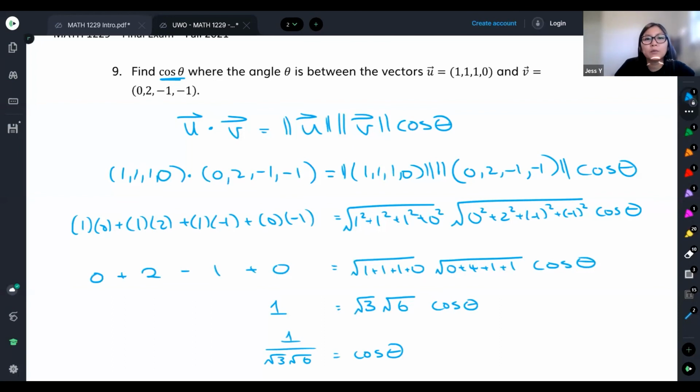Okay, double check with my answers up here. When you do the dot product, you're multiplying each of these numbers together, and then you're adding them all up, right? If you do that, you should get a 1 on the left-hand side.